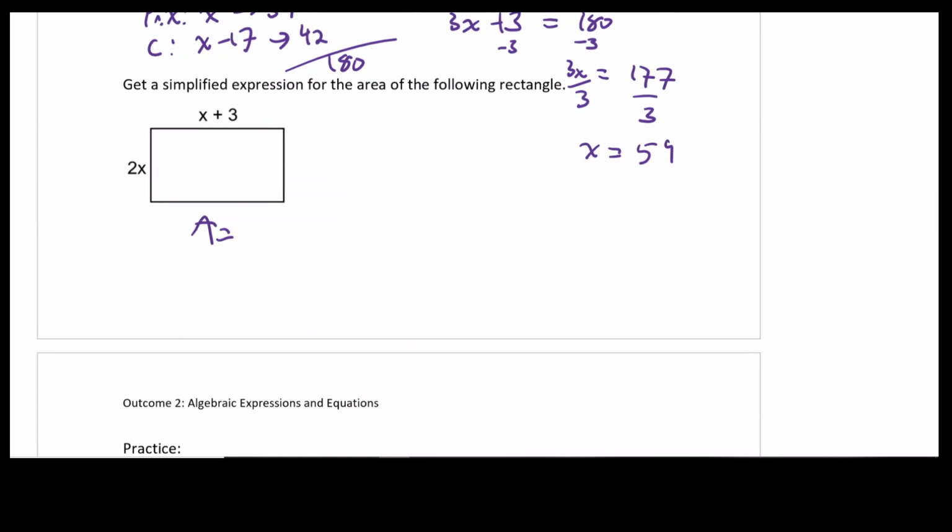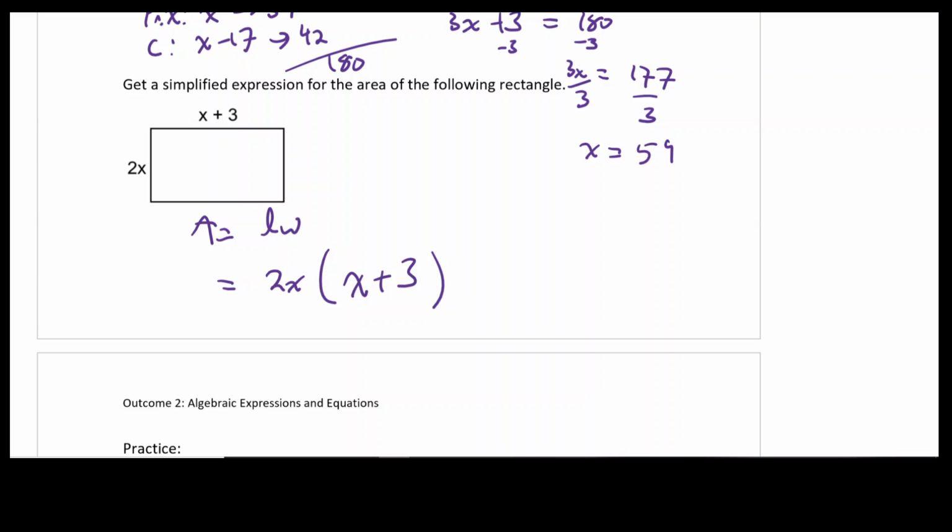Okay. Get a simplified expression for the area of the following rectangle. So here, it's just getting a simplified expression for the area. It doesn't give us an area, so we're not actually able to solve for x. I'll show you why I didn't give you an area in a second. But in order to do that, we have to do length times width. Area is 2x times x plus 3.